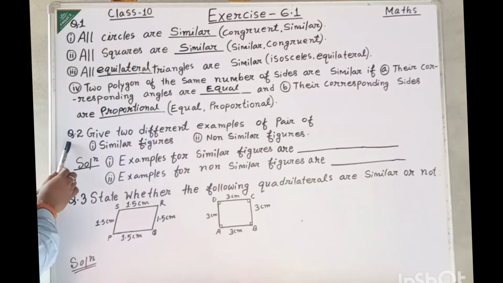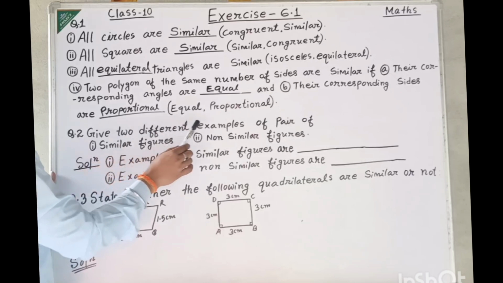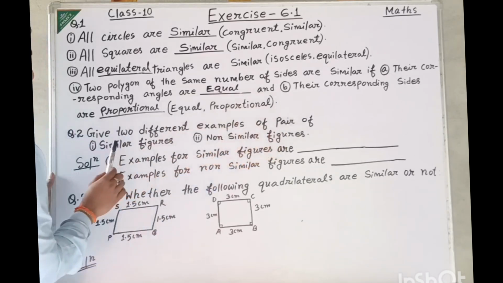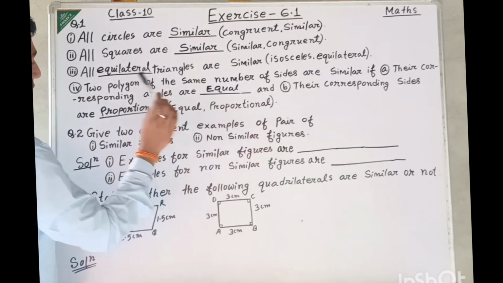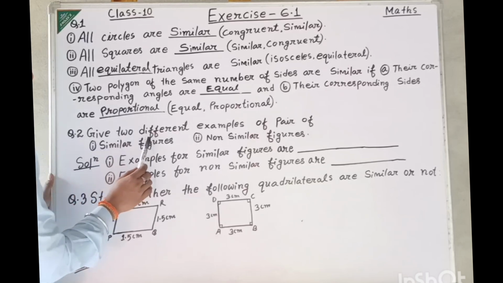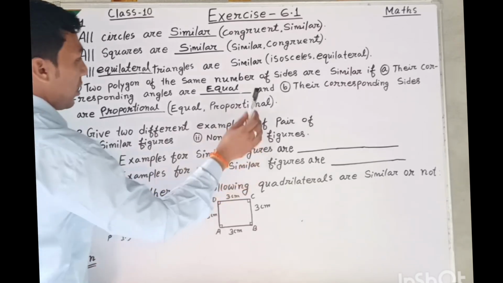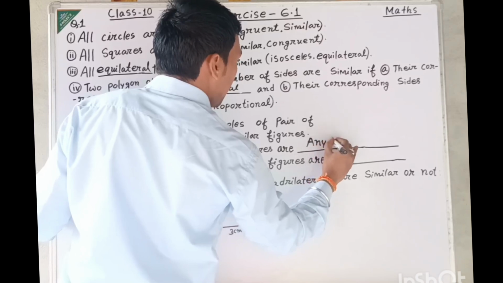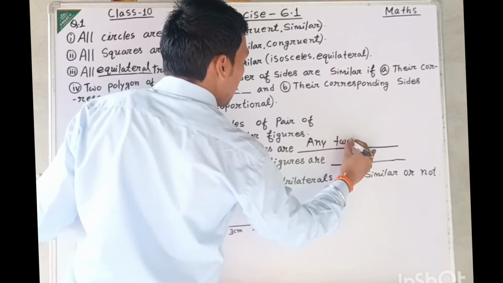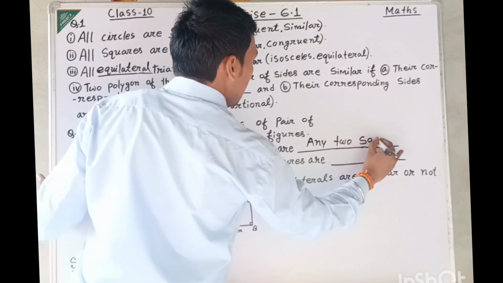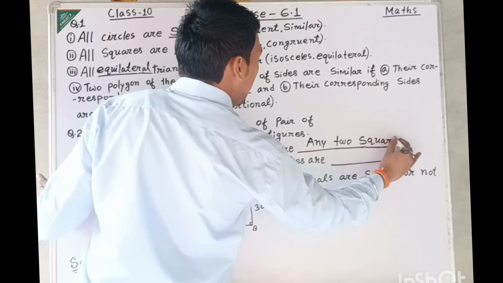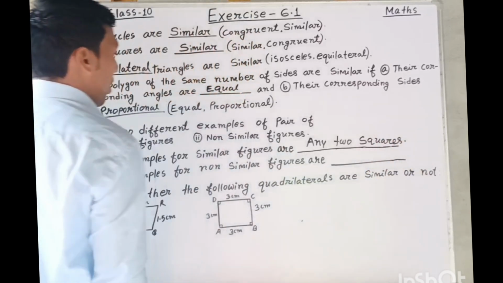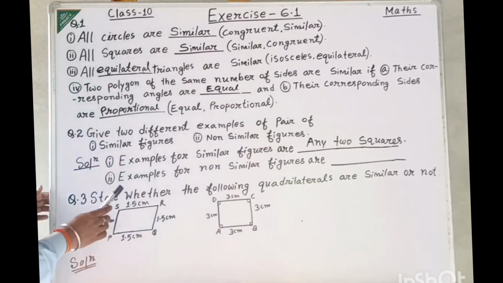Now in question number 2 we have give two different examples of pair of similar figure, non-similar figure. So for similar figure, example for similar figure are any two squares. Any two squares, I can give as the example of similar figures.